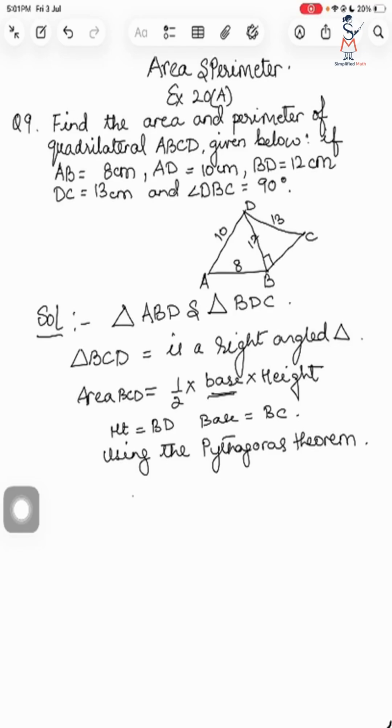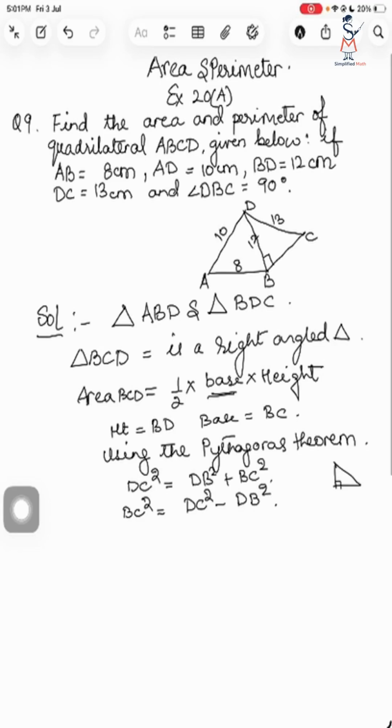So Pythagoras theorem, what is the thing? DC is the hypotenuse of this right angle triangle, which is equal to DB square plus BC square. We have to find BC square. So from hypotenuse square, we will minus the perpendicular, that is the height square. This is the Pythagoras theorem. The hypotenuse is this longest side in a right angle triangle. Hypotenuse square is equal to perpendicular square plus base square.